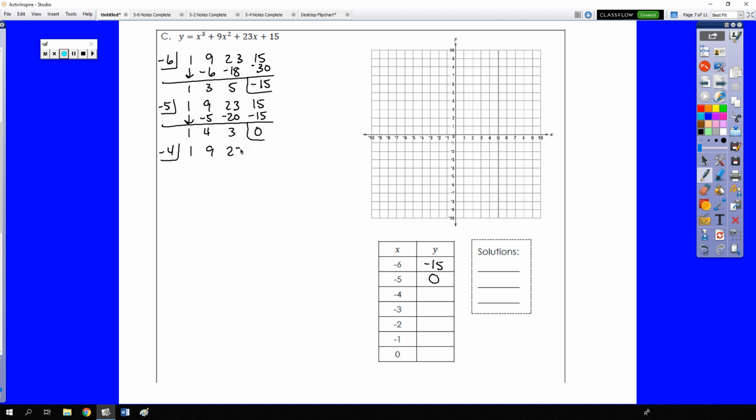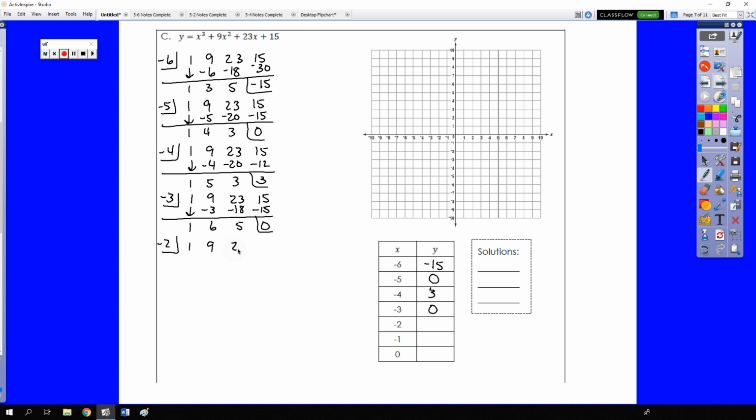1, 9, 23, 15. Bring the 1 straight down. Multiply, add, multiply, add, multiply, add. We're looking at -4, 3. -3 goes in the box. Same deal. First number comes straight down. Multiply, add, multiply, add, multiply, add. And we get -3, 0. -2 goes in the box.